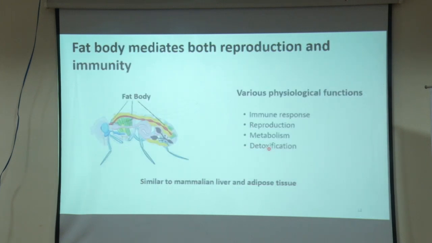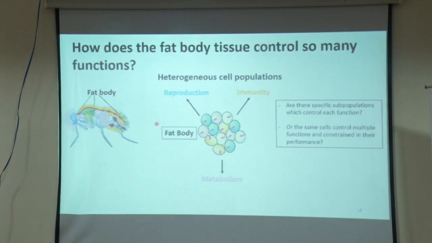For that, we focused on the fat body tissue in insects. It's one of the major organs in insects, and it controls multiple functions. For our interest, it controls both reproduction and immunity. So we wanted to understand how the fat body tissue is controlling so many functions. Does the fat body tissue consist of multiple subpopulations, where each population has a specific function, or does each cell perform these functions, and as a result they are constrained when they have to control multiple functions?